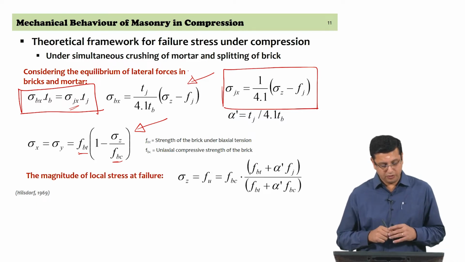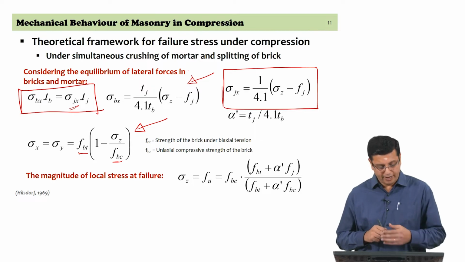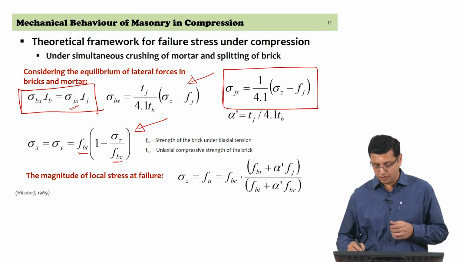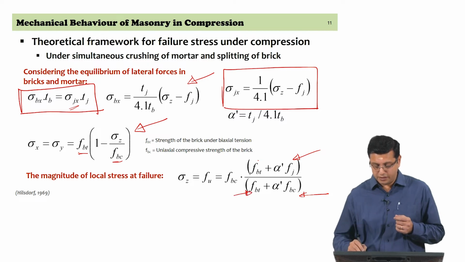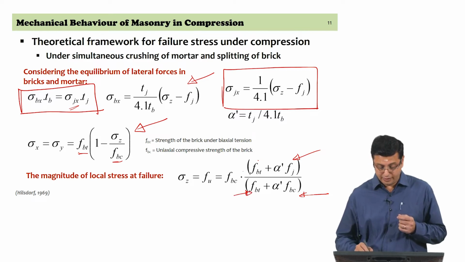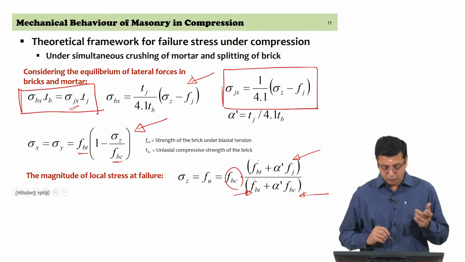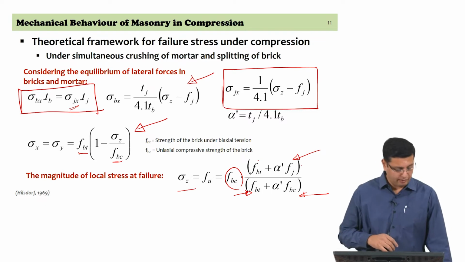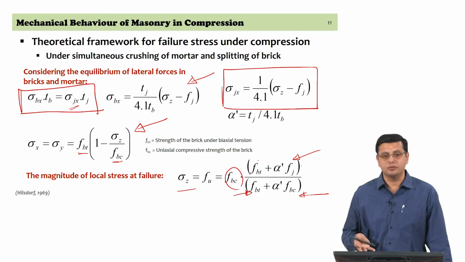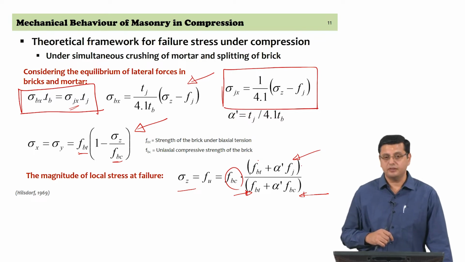Now, if you were to merge these two expressions and pull out sigma z from this, you get, at ultimate conditions, because you are considering the uniaxial compressive strength of the mortar, the uniaxial compressive strength of the unit, and the tensile strength of the unit, again you get the expression in sigma z. This is the final expression that is used with respect to the Hilsdorf criterion.